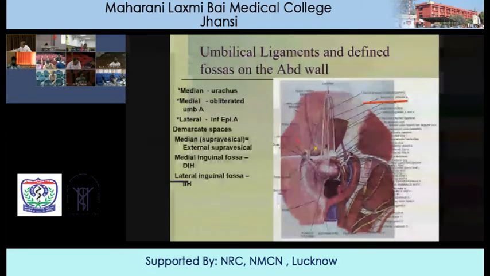Why are they important? They're important because they demarcate triangles: the supravesical triangle, the medial triangle, and the lateral triangle. And why do we need to know these triangles? Because they are the areas through which the various hernias egress. That is where they start protruding. So that is why these ligaments are to be importantly understood.